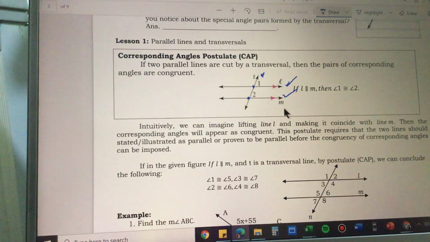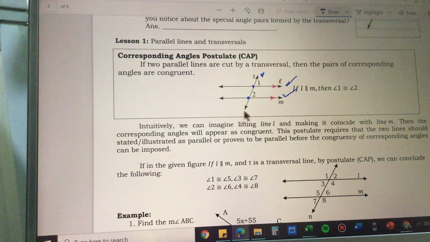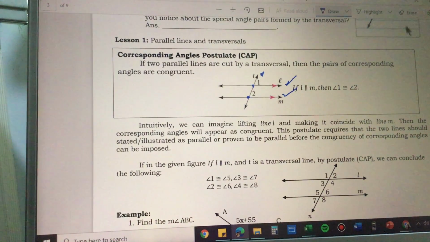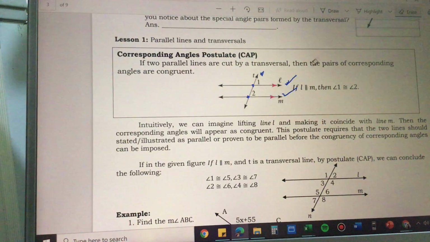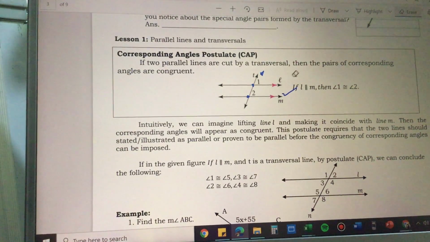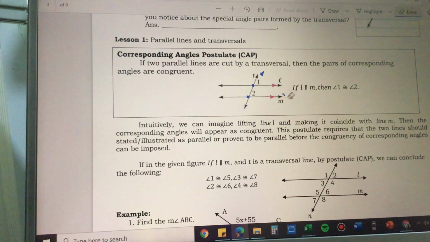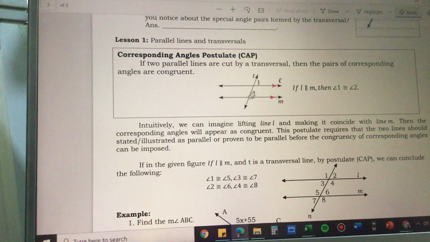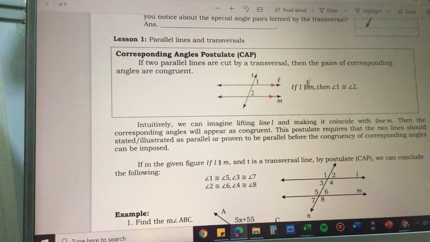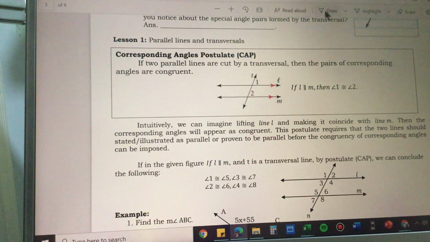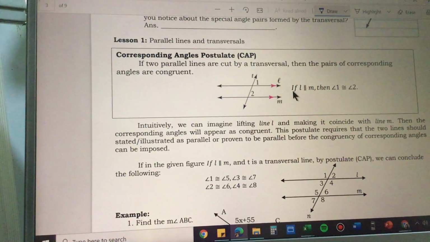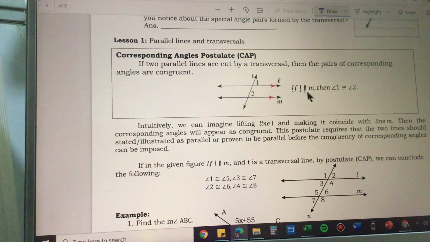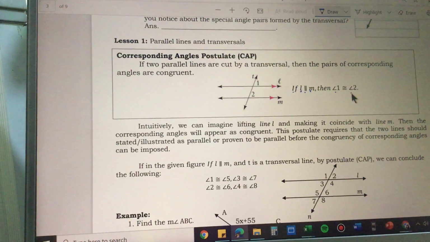Ano daw ang masasabi natin kapag may parallel lines tayong kinakatan ng transversal? Yung corresponding angles niya ay congruent. Okay? So, yun yung nabubuo nating postulate. When we say postulate in geometry, these are statements that are accepted true even without proof. So here, by notation, we will read this statement as, if line L is parallel to line M, then angle 1 is congruent to angle 2.